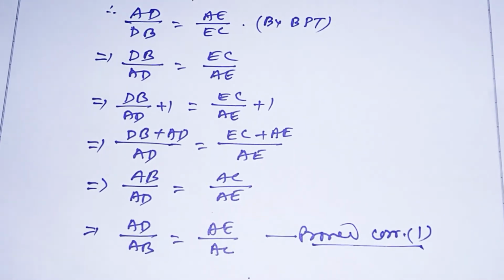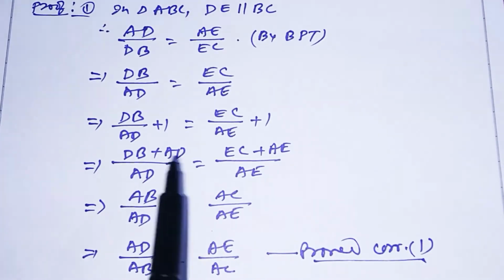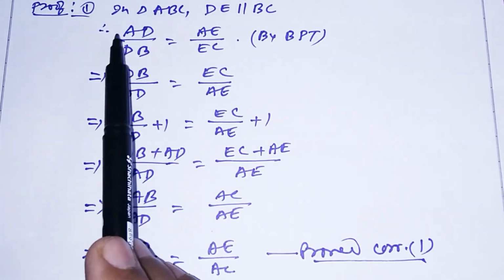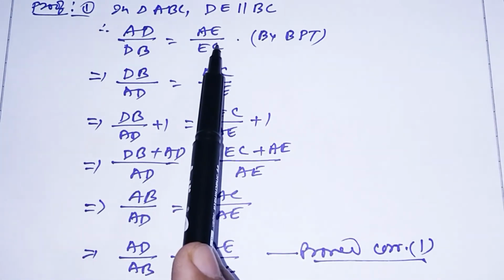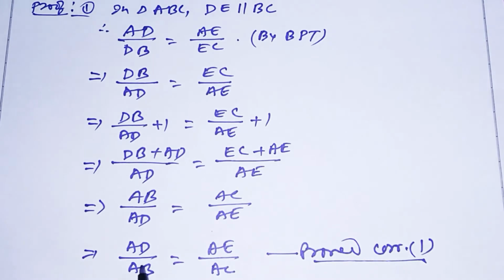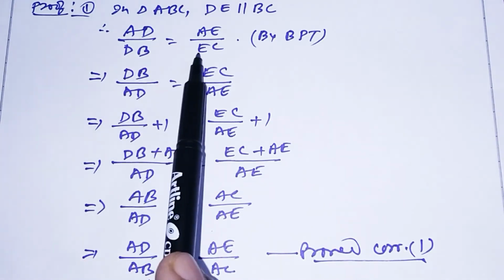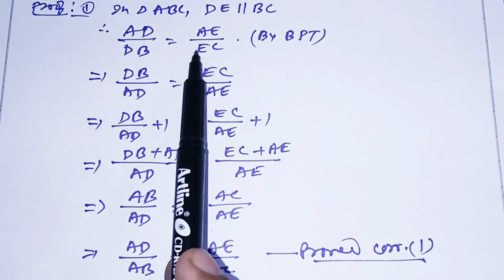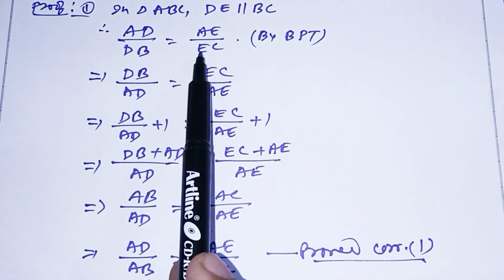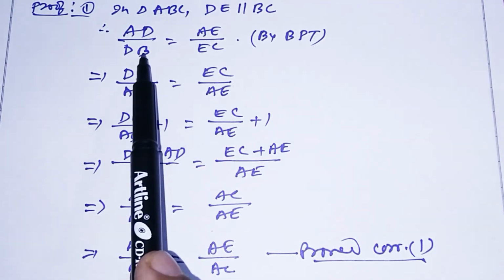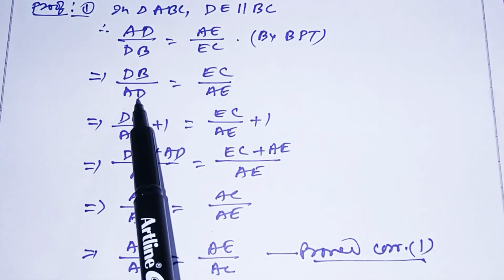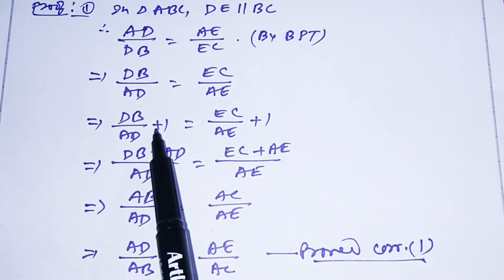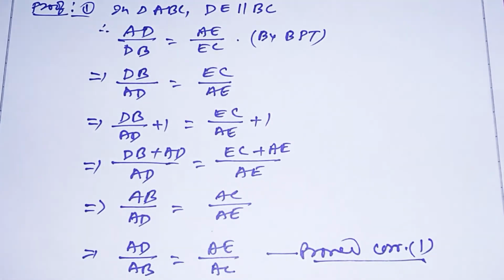Got it? Once again I repeat, take care, this result we have from BPT, and we need to prove AD by AB equal to AE by AC. Here the terms we have are BD and EC, which are not in the proof. So these two you have to eliminate. The technique to keep in mind is to bring these in the numerator. That's why we take the reciprocal. After that, do plus 1 both sides and simplify, and you will get the result.